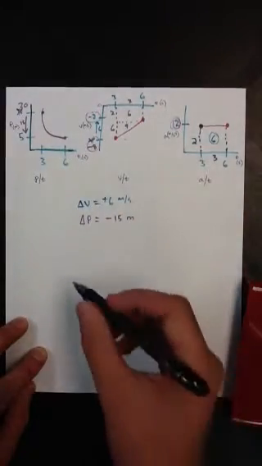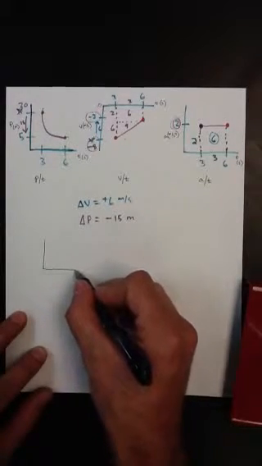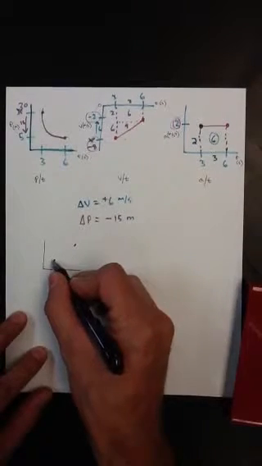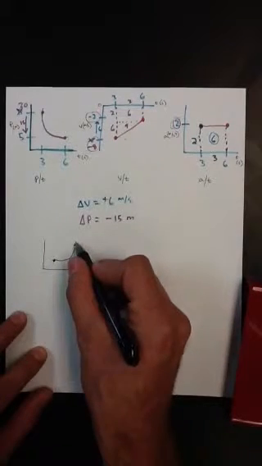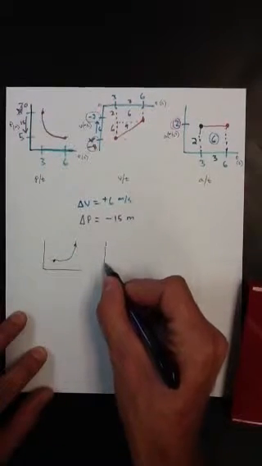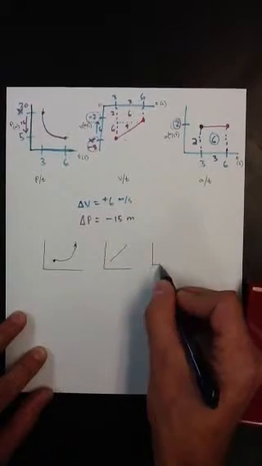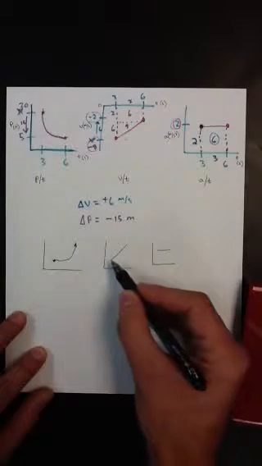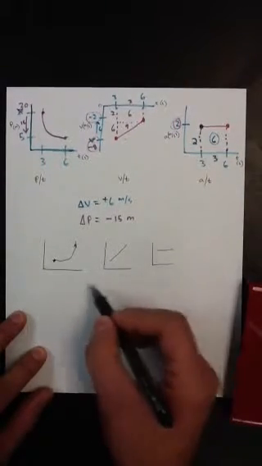If we were to look at future curves, a position time curve of an object that is moving in the forward direction and speeding up would look like this. The corresponding velocity time graph would look like that, and then the corresponding acceleration time graph would look like that. Speeding up in the forward direction, this slope represents a positive acceleration.